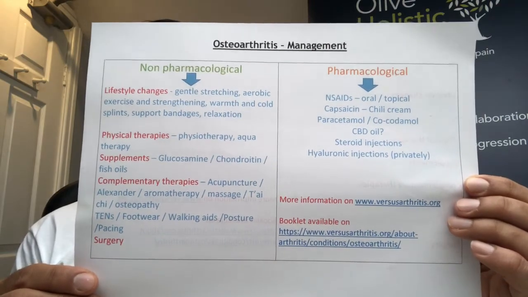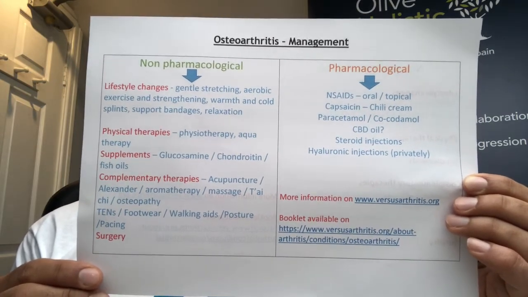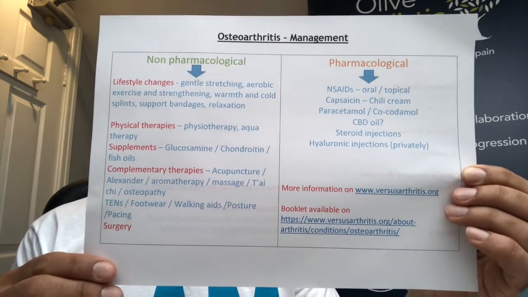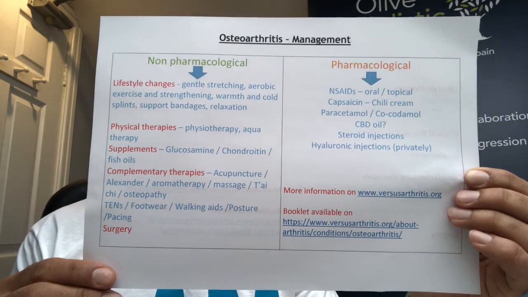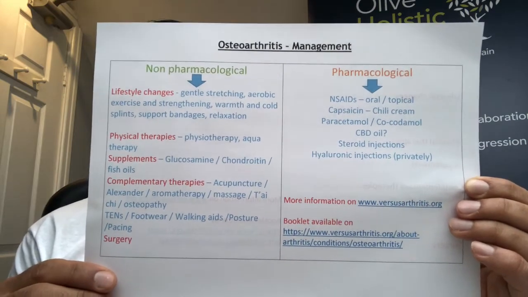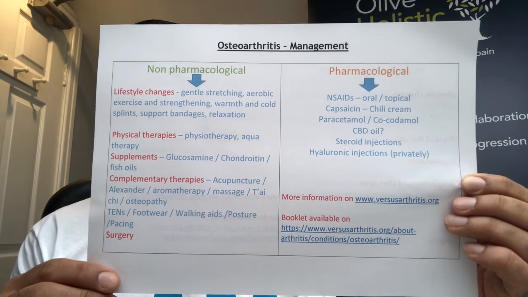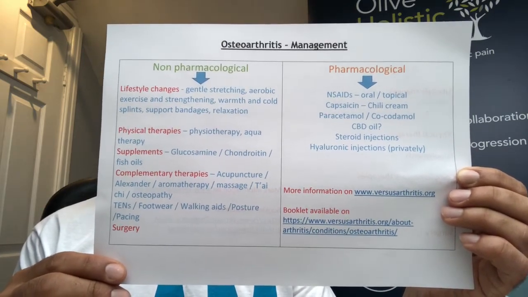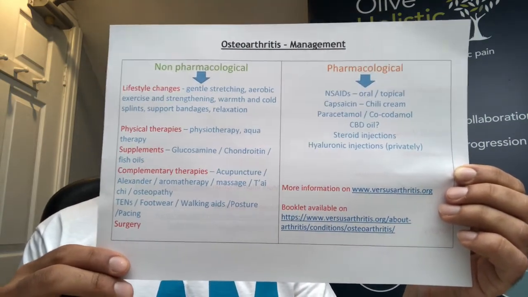Pharmacologically speaking, there's a lot of research into medications which can help osteoarthritis, such as anti-inflammatories, whether oral or topical, capsaicin, which is chili cream as known by patients, and simple pain relief such as paracetamol and cocodamol. Again, I've talked about CBD oil in my previous videos and has shown some promise in chronic pain conditions. Steroid injections are often used by clinicians and musculoskeletal teams, and hyaluronic acid, not available on the NHS, but again, some patients do seem to benefit from this, but this can only be done privately.